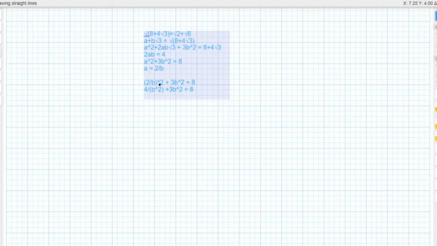Now look, there's a rational equation here. Generally with rational equations, you would want to use the least common denominator. However, since it's just one term that's rational, you can just multiply by b squared. You have to multiply everything by b squared. So once you multiply everything by b squared, you get the equation 4 plus 3b to the fourth power, because remember you're multiplying this by b squared as well, equals 8b squared.